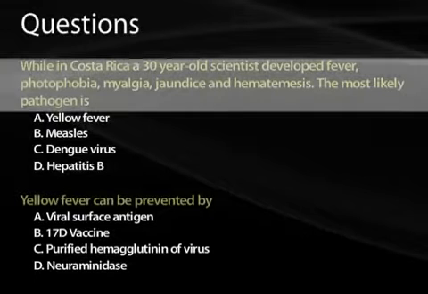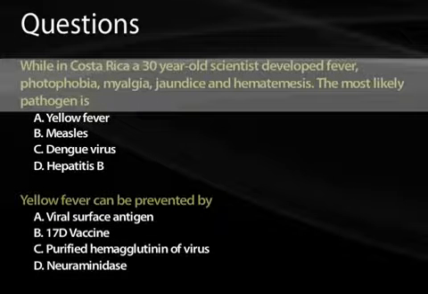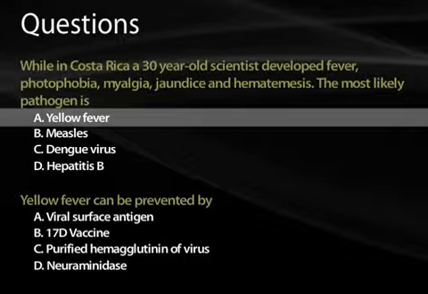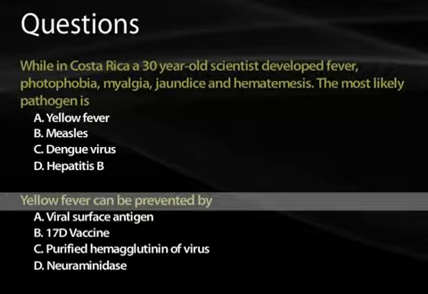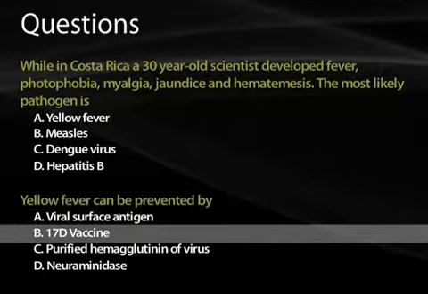Questions. While in Costa Rica, a 30-year-old scientist developed fever, photophobia, myalgia, jaundice, and hematemesis. The most likely pathogen is... So we have somebody who's 30, they have this specific onset of symptoms, so let's look at the answers. Measles is not going to cause any of these things. Hepatitis B might cause jaundice, but you shouldn't get hematemesis from it. Dengue virus also shouldn't give you hematemesis, and so yellow fever is the one you're going to think about. Yellow fever can be prevented by a 17D vaccine. We talked about this being possible with a live attenuated virus vaccine.